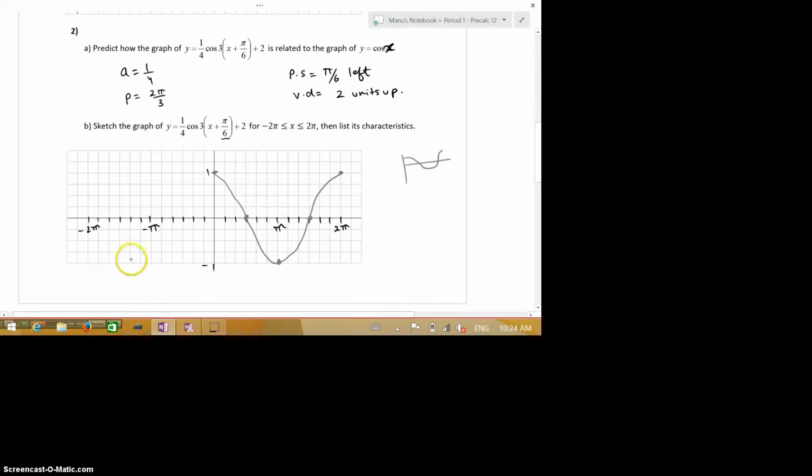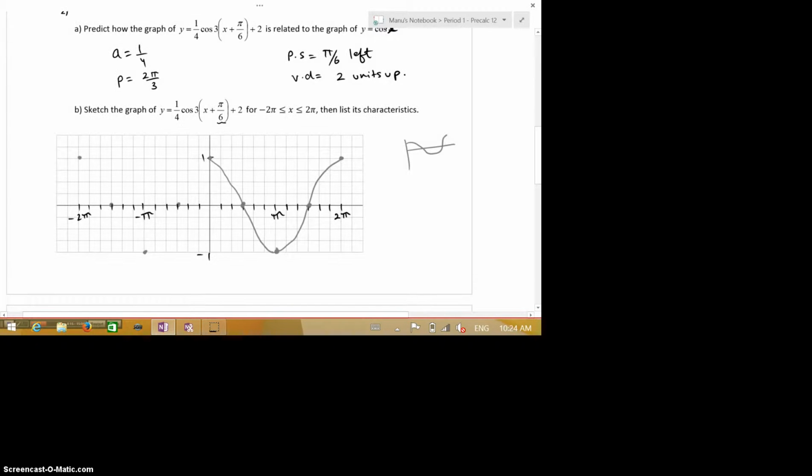Same thing in the negative direction. Negative 2 pi will be the maximum. Negative pi will be the minimum. Negative pi over 2 will be the 0. Negative 3 pi over 2 will be the 0. Right, this is our original function, y equals cosine of x.